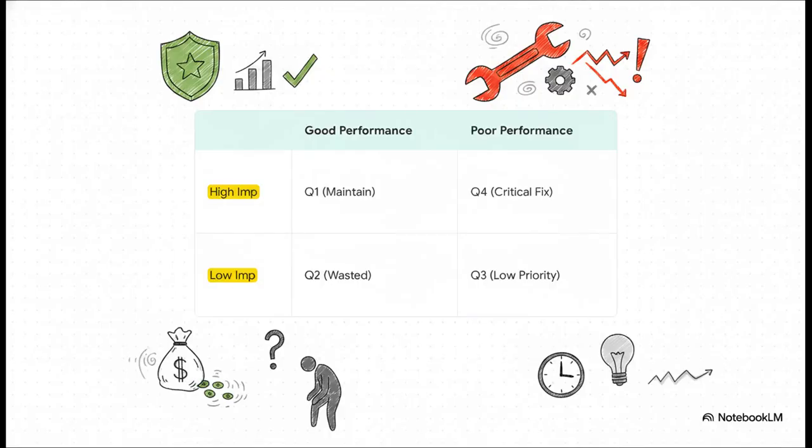So, how does a destination actually know what to fix? They use the Importance Performance Analysis Grid, or IPA. This is a visual tool that plots out every feature of a destination. If something is highly important and you're performing well, that's Quadrant 1, you just maintain it. If you're pouring money into something nobody cares about, Quadrant 2, well, that's wasted effort. But the absolute crucial point is Quadrant 4. These are factors that tourists deem highly important, but the destination is failing at. This is the critical zone where policy and investment must immediately pivot.